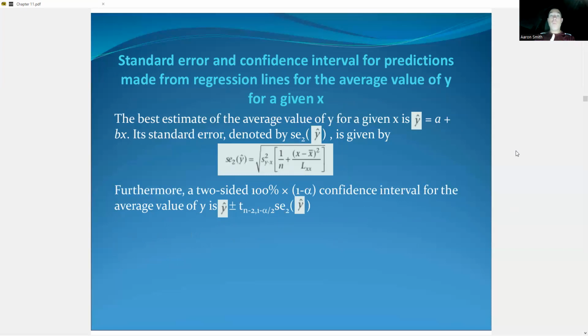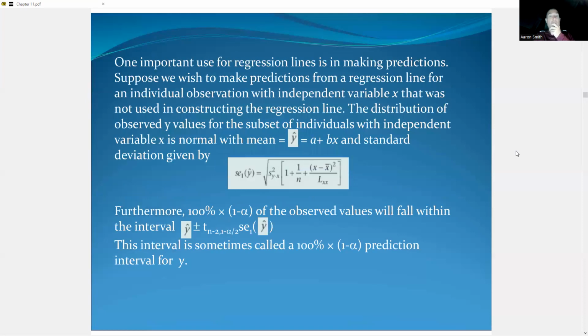All right, so now we're going to look at the standard error and confidence intervals for predictions made from regression lines with the average value y of the given x. All right, okay, this is actually backwards. Oh, hey, there is a mistake here. All right, so if I look here, this is the prediction interval standard error.